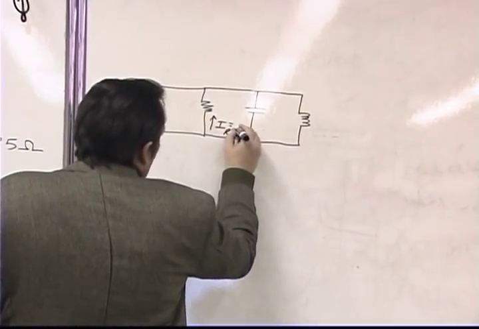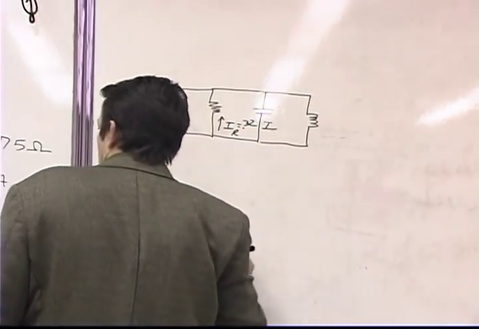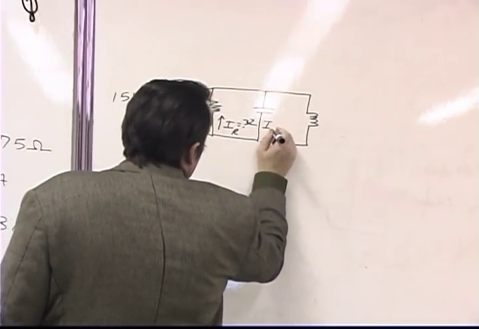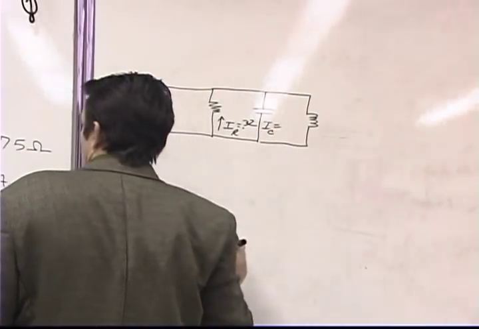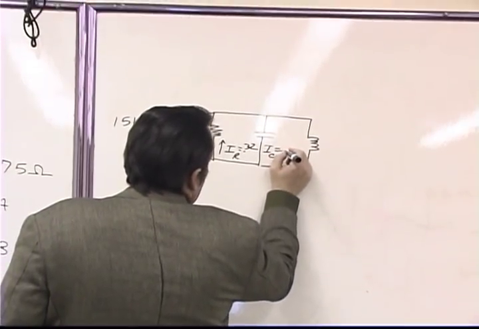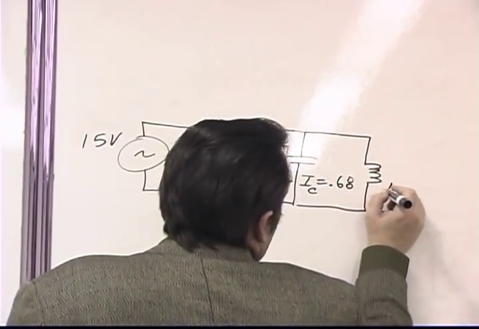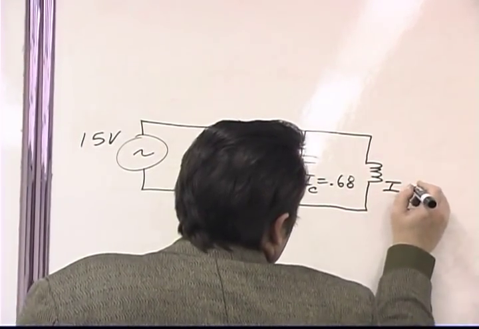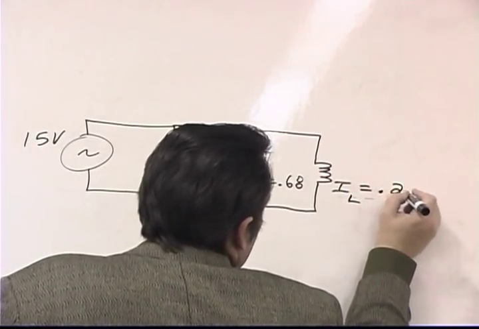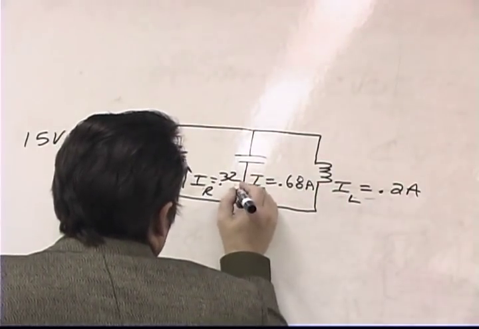was equal to 0.32. The current that we found that was flowing into the capacitor turned out to be equal to 0.68, and the current that was flowing to the inductor turned out to be equal to 0.2. And of course, these are all in amps.